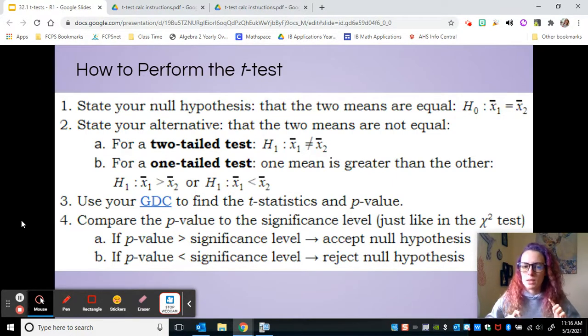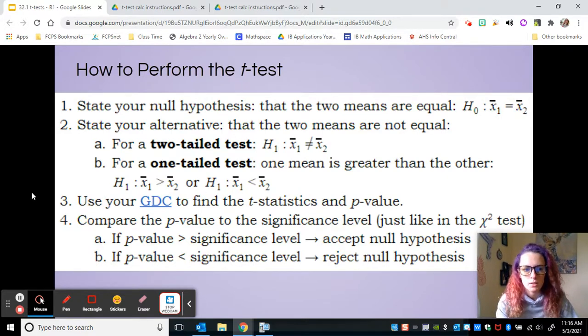Some problems get a little more specific, where they say they're looking to see if one mean is greater than the other mean, and that's called a one-tailed test. So it could be that the mean of data set number 1 is greater than the mean of data set number 2, or vice versa.